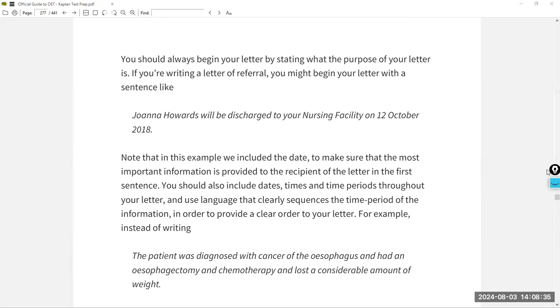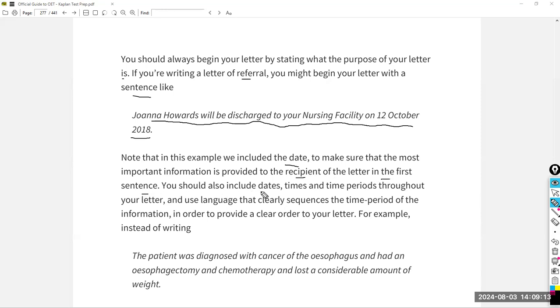So you should always begin your letter by stating the purpose of your letter. If you're writing a letter of referral, you might begin your letter with a sentence like, for example: "will be discharged to your nursing facility on the 12th of October, 2018." Note that in this example, we included the date to make sure that the most important information is provided to the recipient of the letter in the first sentence.